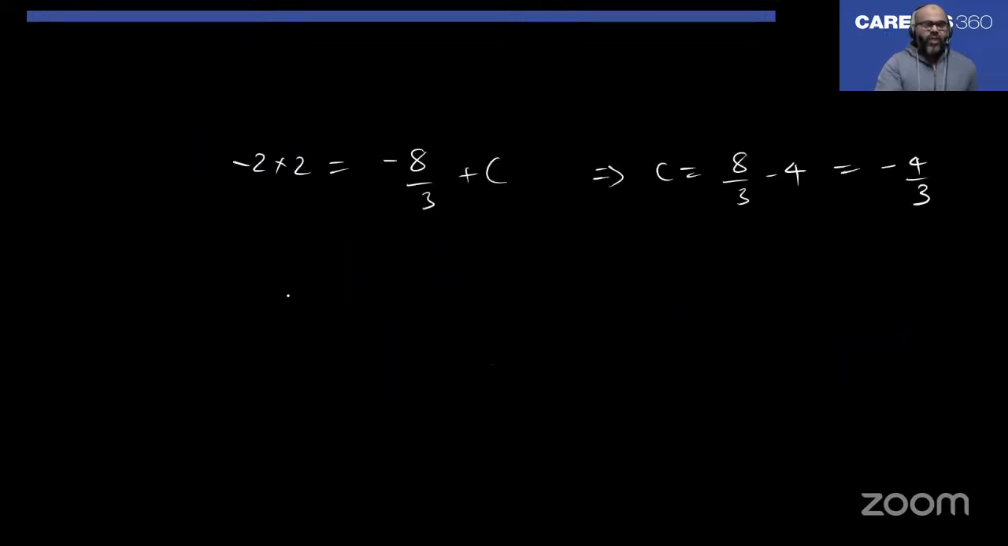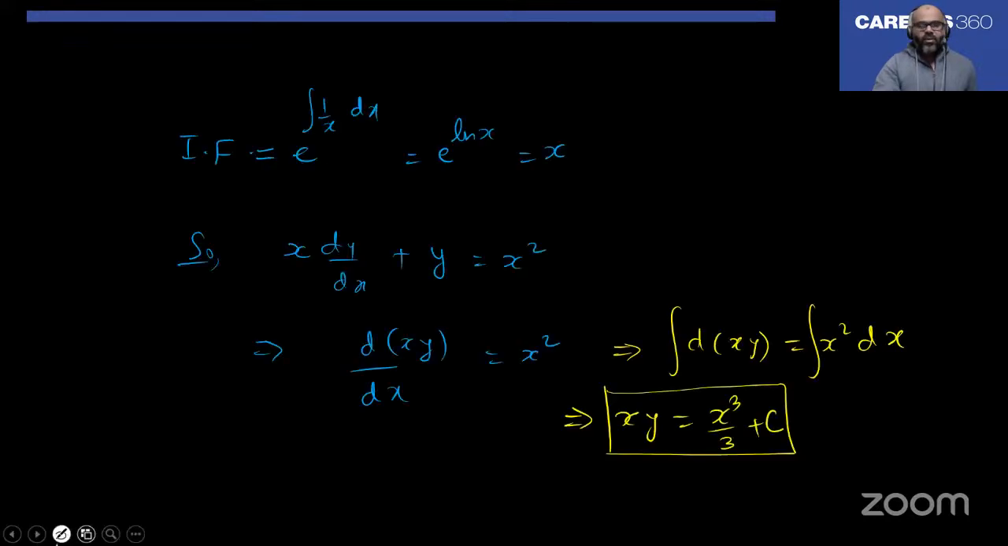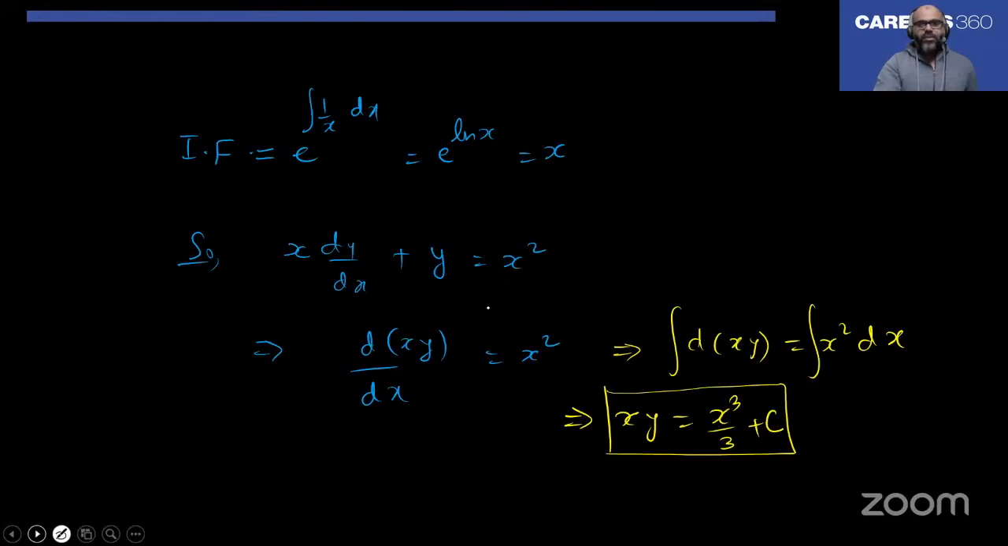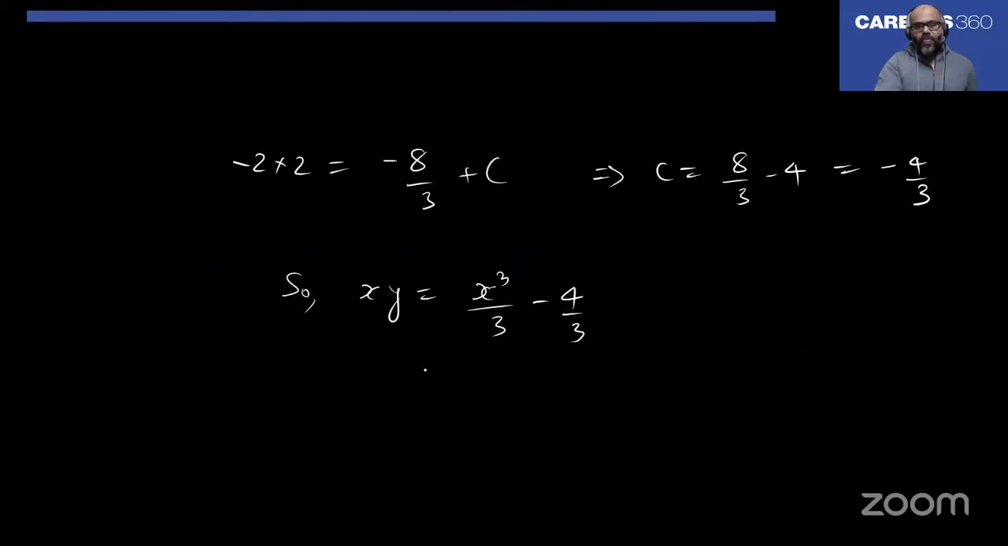So x into y is equal to x cubed by 3 plus constant, which is -4 by 3. So we write it as 3xy is equal to x cubed minus 4.